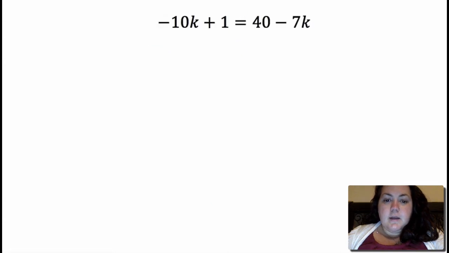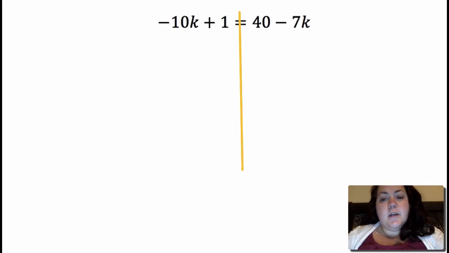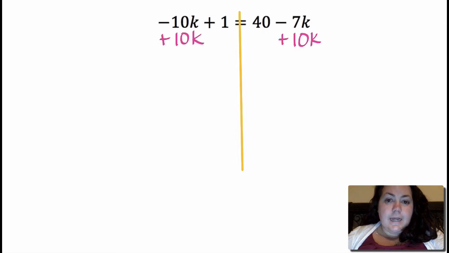All right, the next one, I have negative 10k plus 1 equals 40 minus 7k. I'm going to divide the two parts of my equation. On the left, there's no distributing or combining like terms. On the right, there's no distributing or combining like terms, so I'm going to move one of the k terms to the other side. Well, negative 10 is smaller than negative 7, so I'm going to move the negative 10 by adding 10k to both sides.